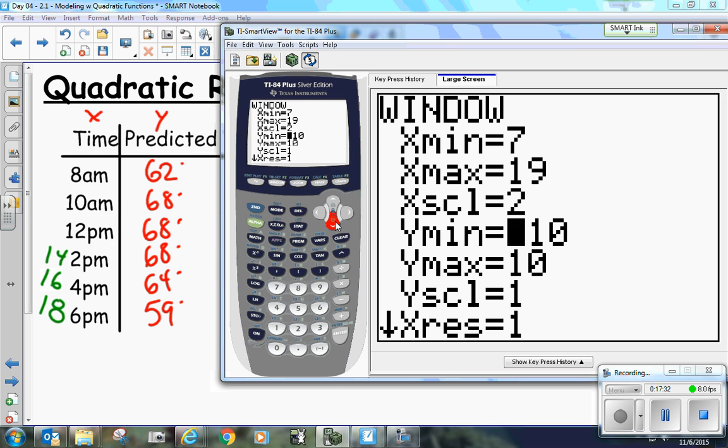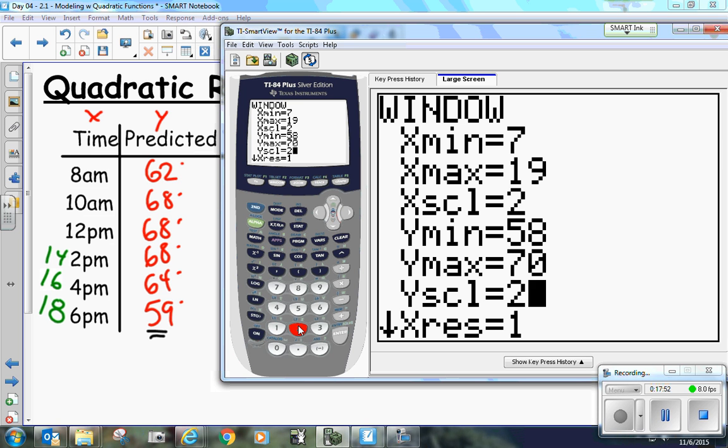What about the y? At least 58, because it's the lowest point in my y's. You can do anything where you can see it. We'll go 58 to what? 70 maybe, because the highest is 68. So we'll go from 58 to 70. We'll also go by 2s. Why not?